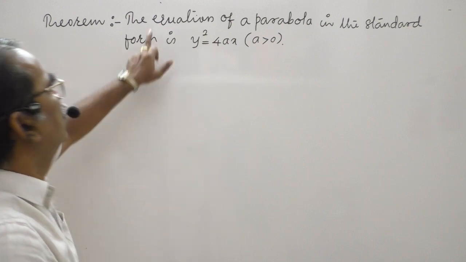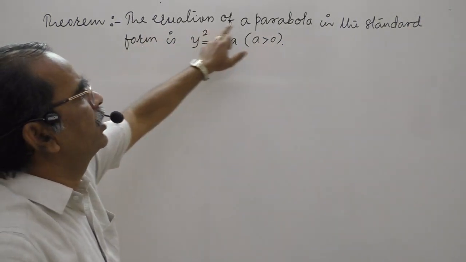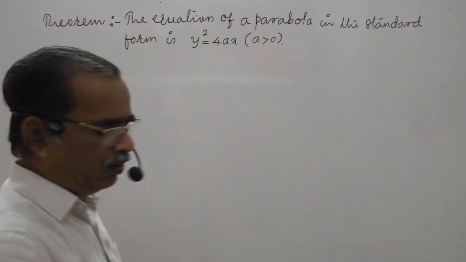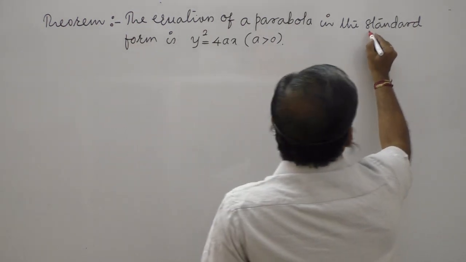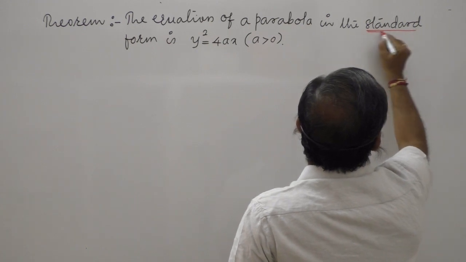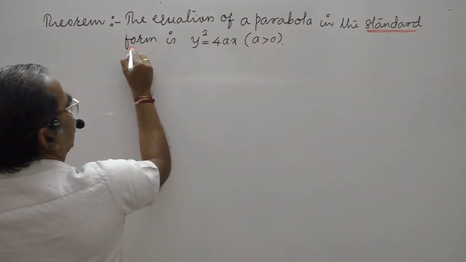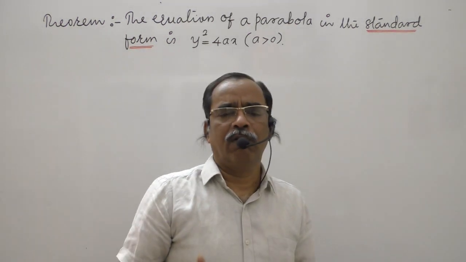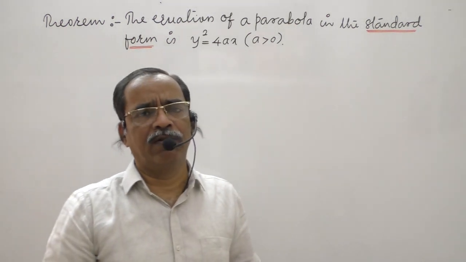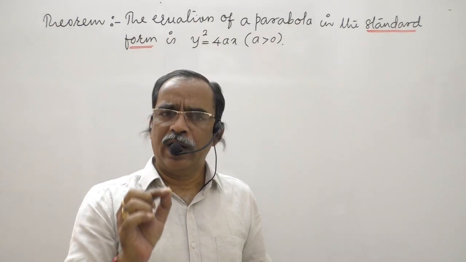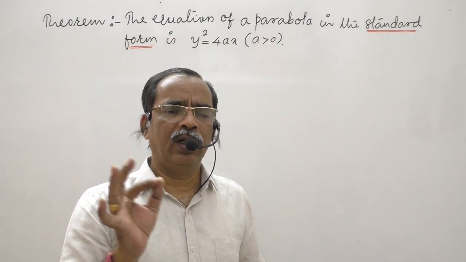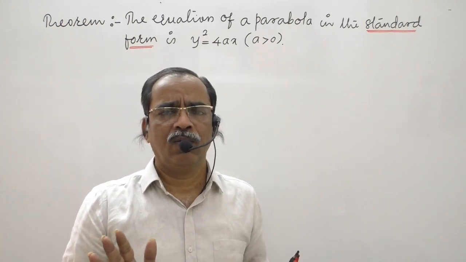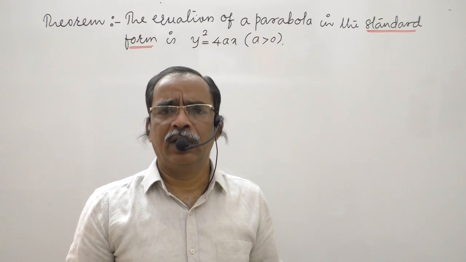To show that the equation of a parabola in the standard form is y square equal to 4ax. In the statement there is a word standard form. What does it mean? Finding the equation of a parabola in the standard form. What does it mean? Obtain parabola in the standard form. That means nothing will be given. We have to define everything.